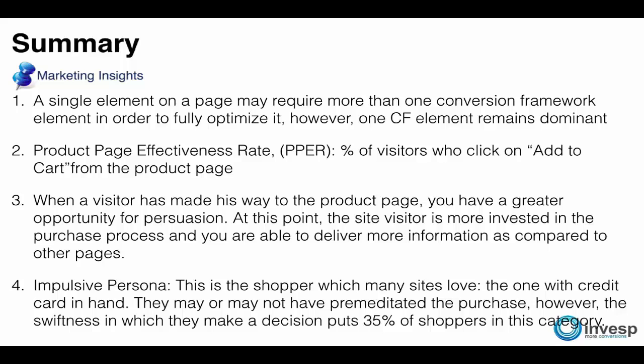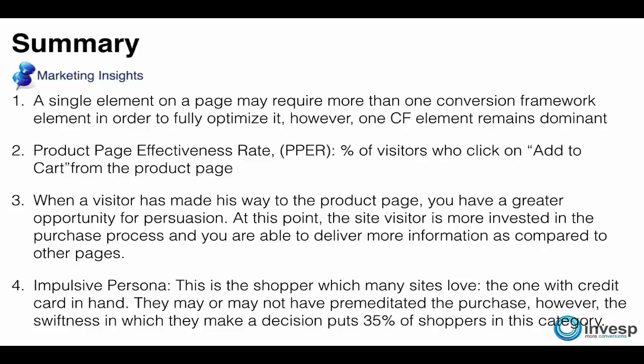This is a summary of the key terms that we ran through. We're close to the 35 minutes. We still have some live optimization that we are going to be doing. So just so that you can keep these marketing insights in mind, and also, again, the slides will be available to you later so you can look at them closely. A single element on a page may require more than one conversion framework element in order to fully optimize it. However, one conversion framework element remains dominant.